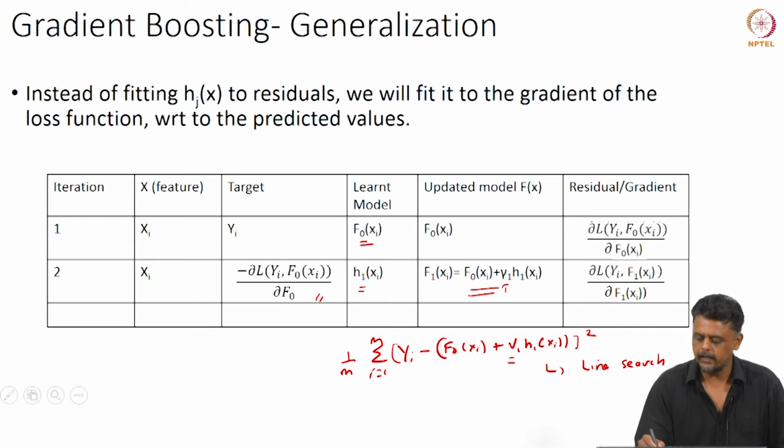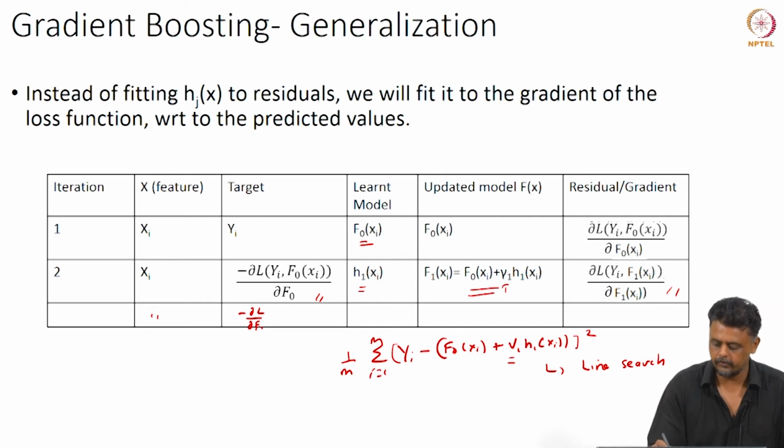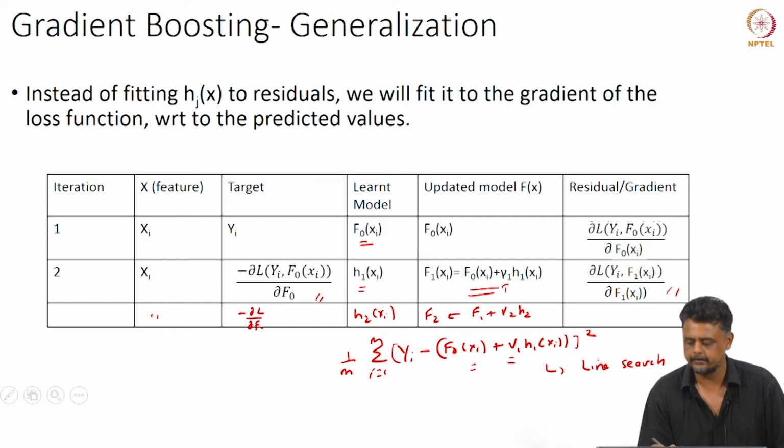Once you have done this, we calculate again the gradient of the loss function with respect to the estimates that we have made and move on to the next iteration. So here it will be xi and then it will be delta L with respect to delta F1. I am leaving out all the variables, but we can fill them in. Then we fit an H2 and update F2 as F1 plus nu 2 H2, and once again estimate nu 2 using a similar process. We keep doing this till capital M iterations.